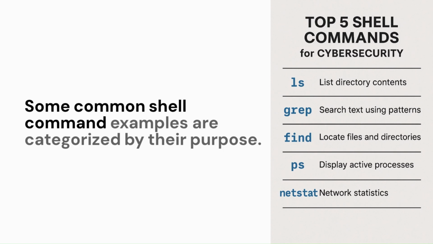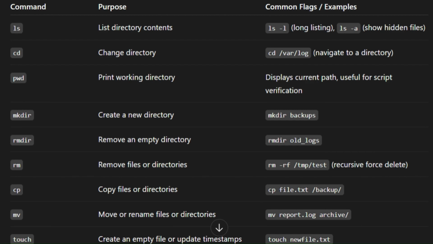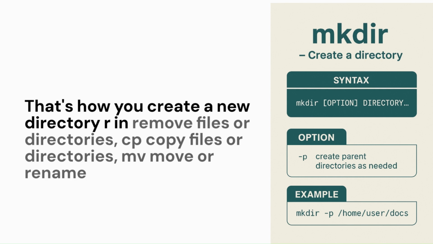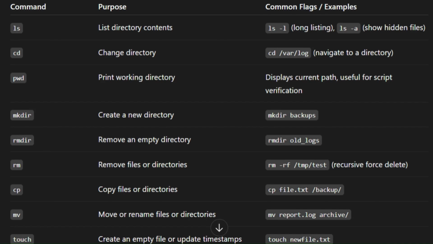Some common shell command examples categorized by their purpose. We've got file and directory operations: ls, listing files and directories. cd changes the current working directory. So you've gone to a certain directory in your system and you want to go from the C drive to the D drive or to the G drive or to the F drive, however you have it. cd is the directory operation there. mkdir, I just call it makedir, but it's mkdir. That's how you create a new directory. rm, remove files or directories. cp, copy files or directories. mv, move or rename files or directories.